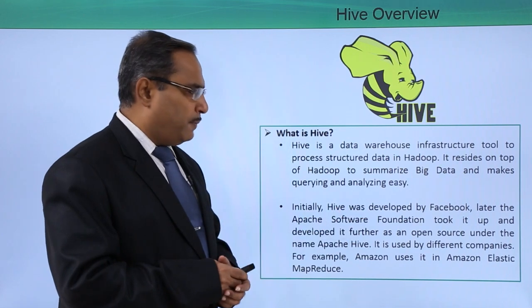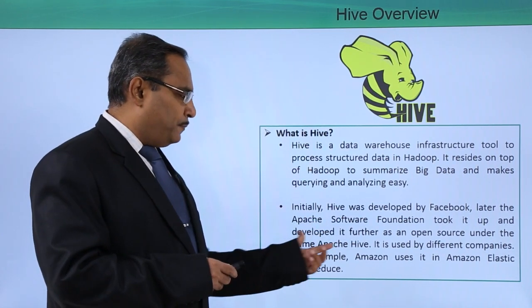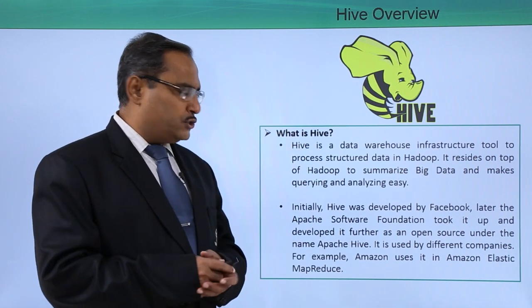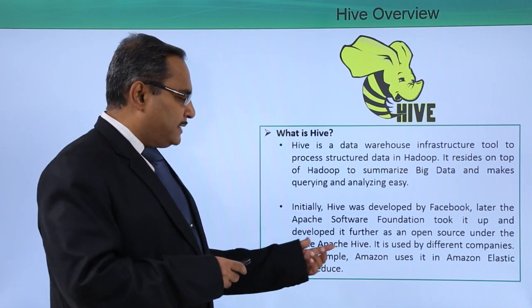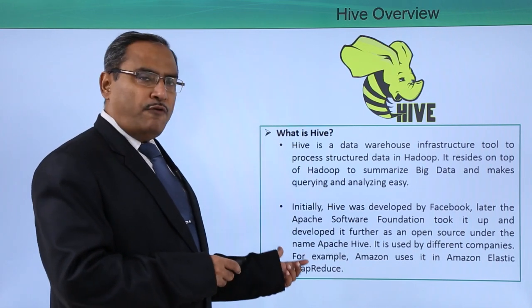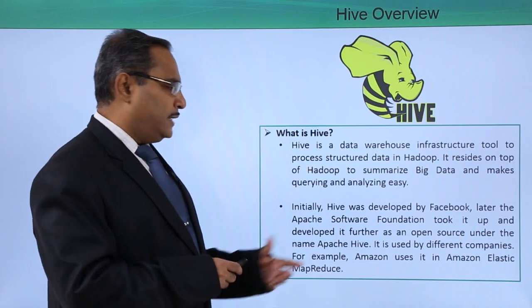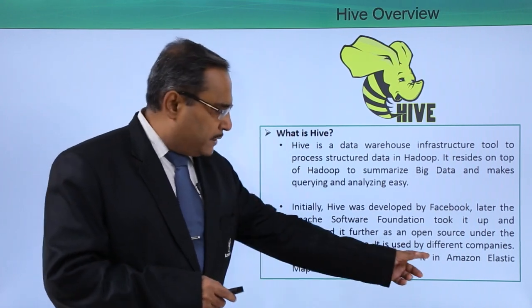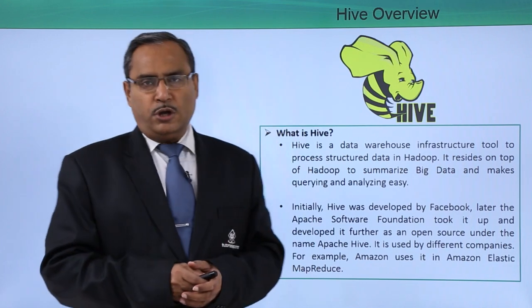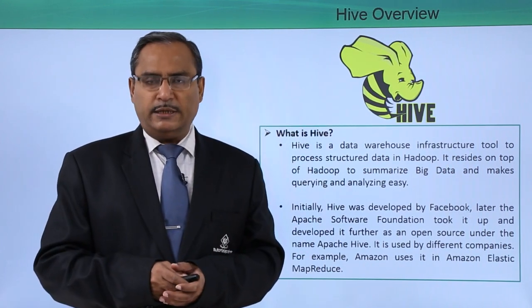Initially, Hive was developed by Facebook, and later Apache Software Foundation took it up and developed it further as open source under the name Apache Hive. And it is used by different companies. For example, Amazon uses Hive in their application, that is AEM, Amazon Elastic MapReduce. So in this way, different other companies are also using Hive in their application development.